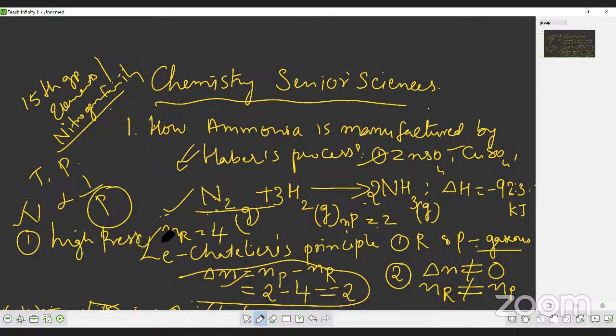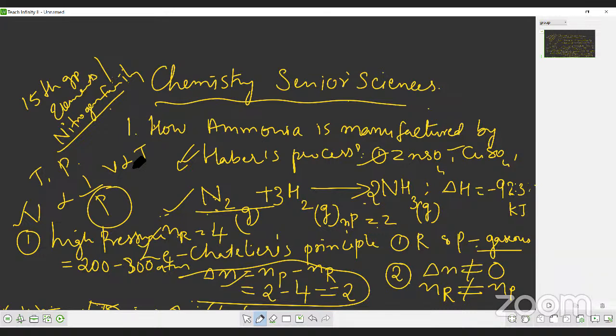High pressure of how much? It is 200 to 300 atmospheres. Now, the next, what is the relation between volume and temperature? Volume and temperature are directly proportional. That is, as volume increases, temperature also increases, or as volume decreases, temperature should also decrease.